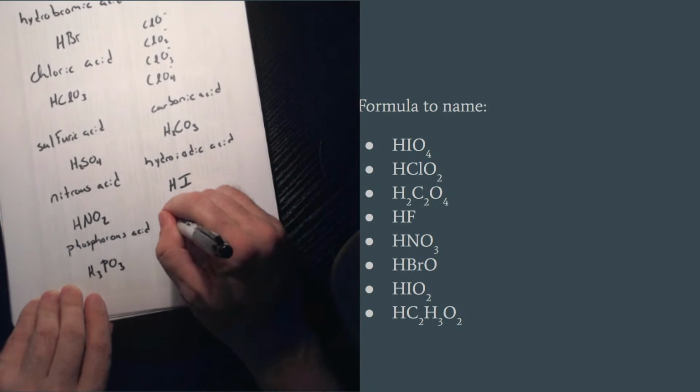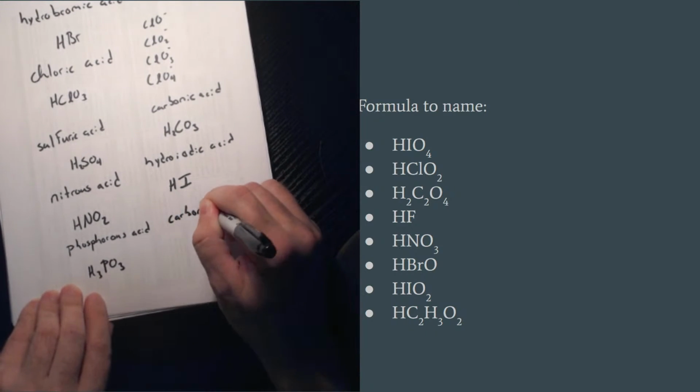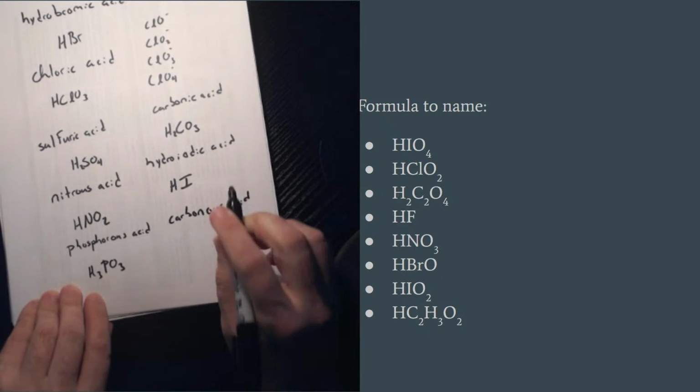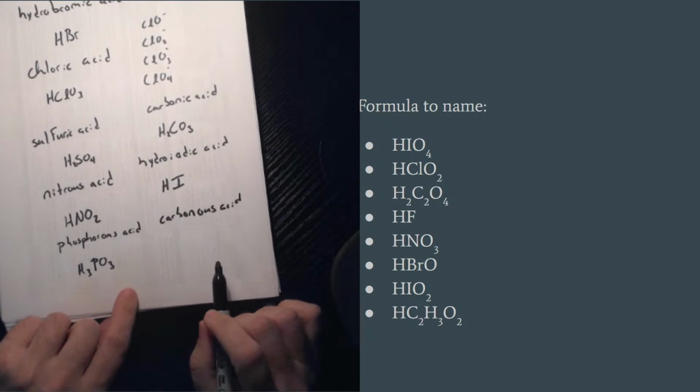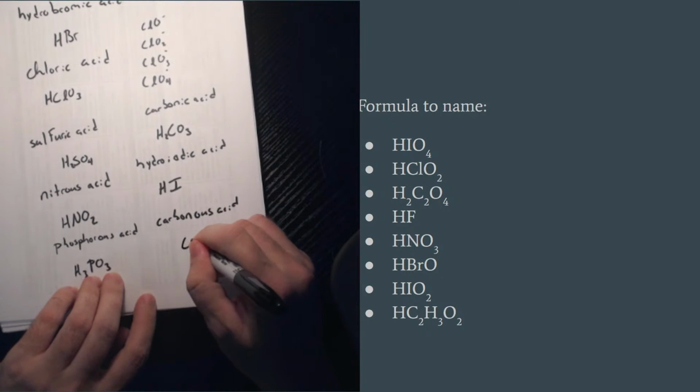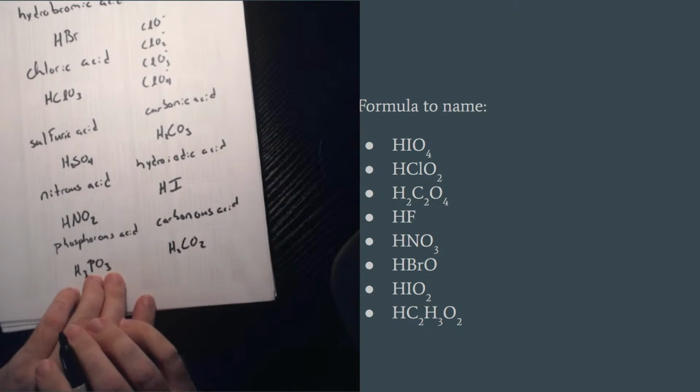And finally, carbonous acid. Again, polyatomic ion. Carbonous means that the ion is carbonite, so CO2. 2 minus means H2CO2.